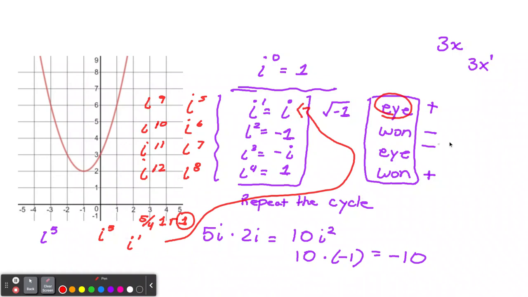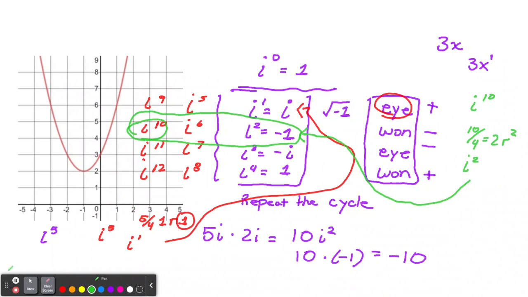Let me show you again. We'll keep doing more. Change the color. If I said i to the 10th, we're going to do 10 divided by 4. 4 goes into 10 twice. We don't care about that. We just care about the remainder. The remainder would be 2. So this would be i to the second power. i to the second power is negative 1. Hey, there's that i to the 10th, right on the same line.